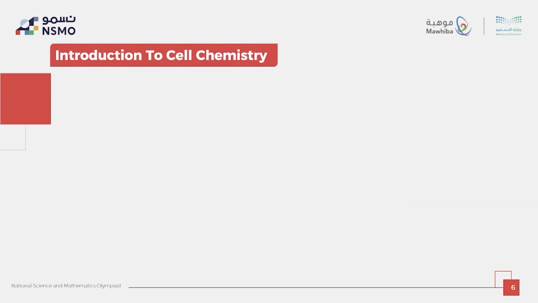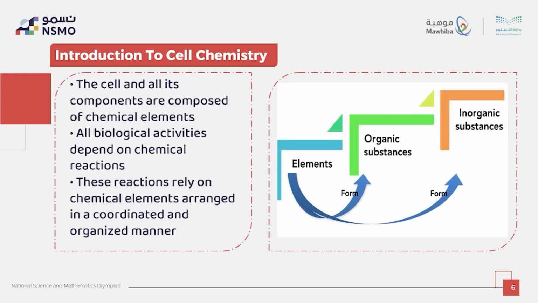The cell and all its components are made of chemical elements, and all functions rely on chemical reactions. These reactions are precisely coordinated and organized within the cell. Look at this image. This image illustrates how elements form organic substances and inorganic substances.